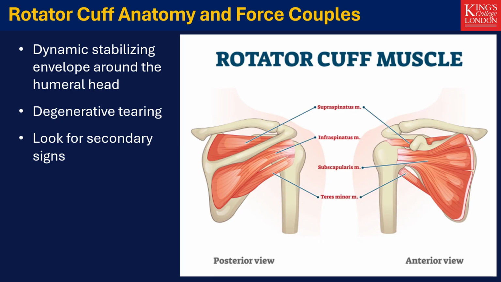On radiographs, we do not see tendons directly. Instead, we look for secondary signs: narrowing of the acromiohumeral interval, superior migration of the humeral head, greater tuberosity sclerosis, and cystic change. Understanding force couples explains why disruption leads to abnormal humeral head elevation.